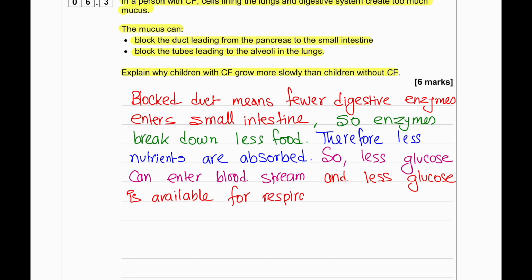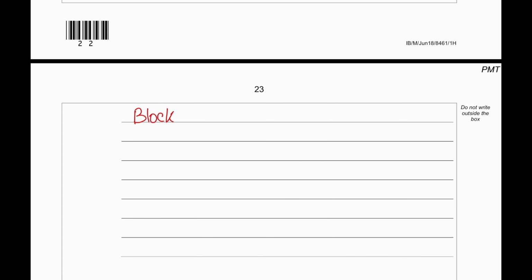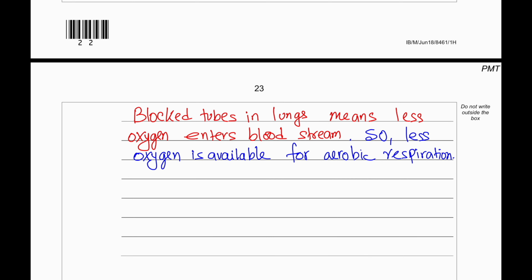Now, for the blocking of the tubes leading to the alveoli in the lungs, we can answer that since less oxygen enters the bloodstream, less oxygen is available for aerobic respiration. So less energy is released and available for growth. I am including all of the marking points with different color codes, and you can choose any one of the 6 points. However, make sure that you choose at least 4 points for the digestive enzymes and 2 points for the oxygen availability.